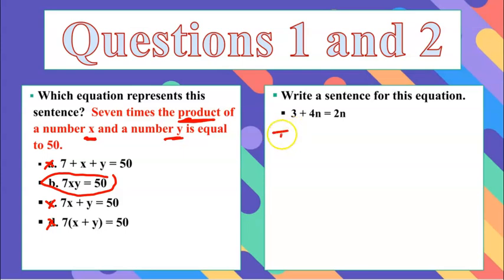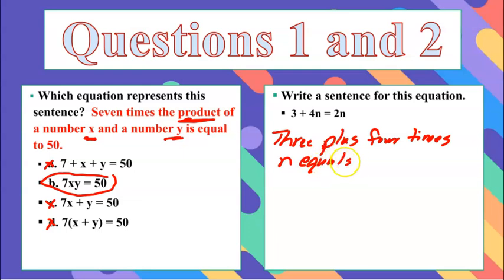So I would say 3 plus 4 times n equals 2 times n. So that would be the quickest and easiest way to write that as a sentence.